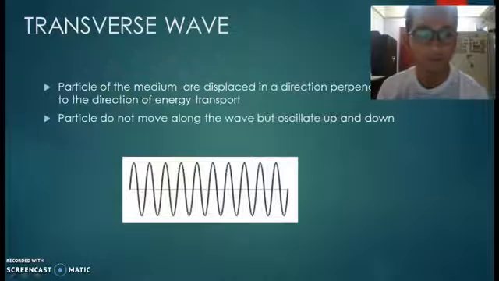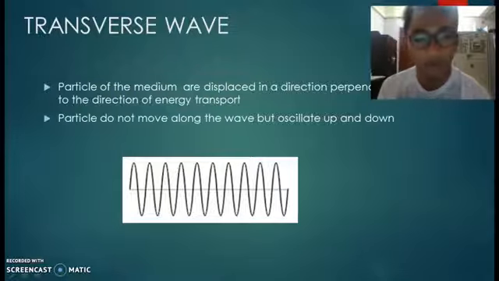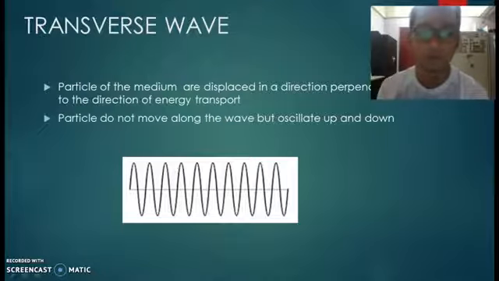First of all, transverse wave. The particles of the medium are displaced in a direction perpendicular to the direction of energy transport. Particles do not move along the wave but oscillate up and down. That means they do not go left or right, just up and down, right?